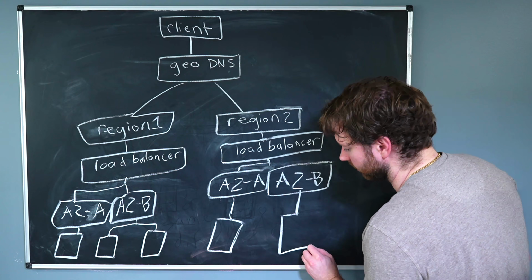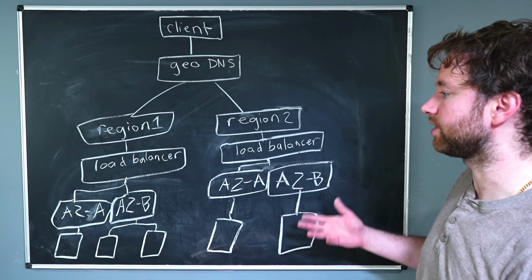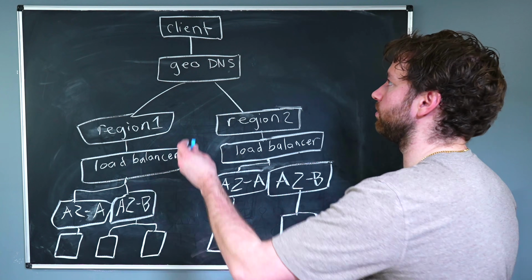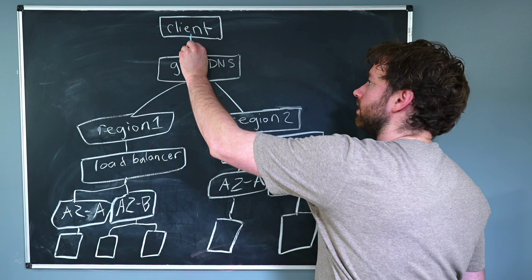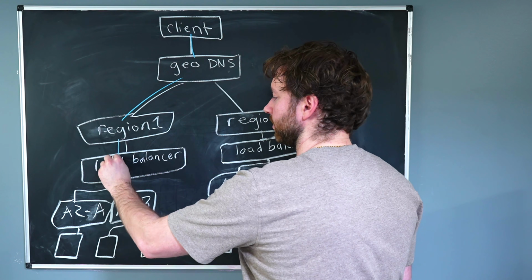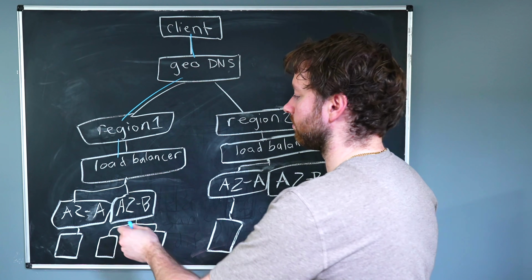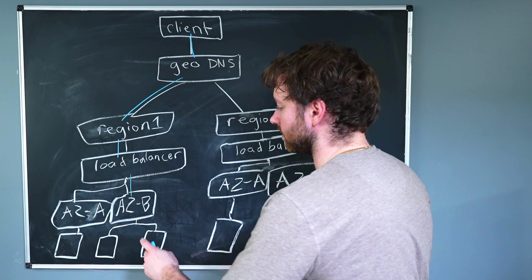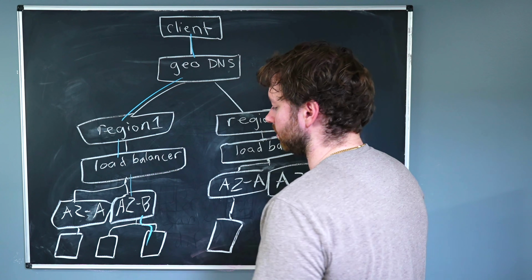And this one will have a server. So this is what it may look like. So one request might be routed like this. We go from the client. With DNS, it routes us to region 1, ultimately giving us this load balancer, choosing to direct us to this availability zone, and ultimately to this server.